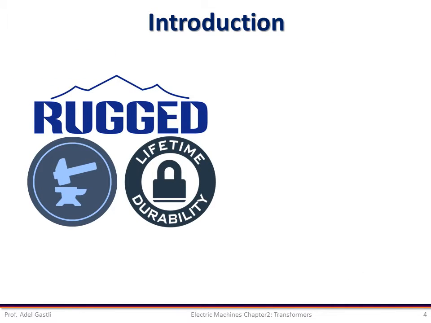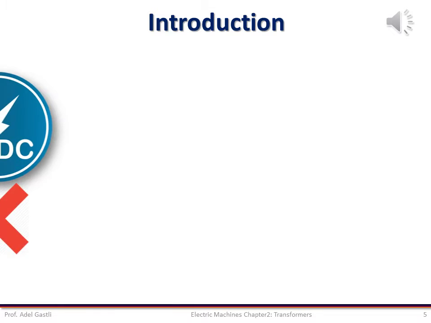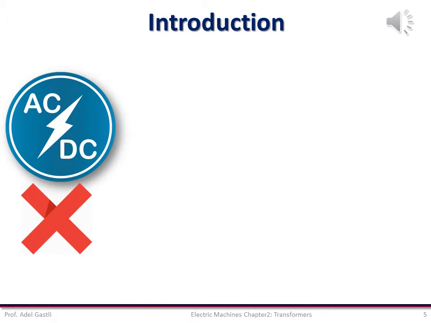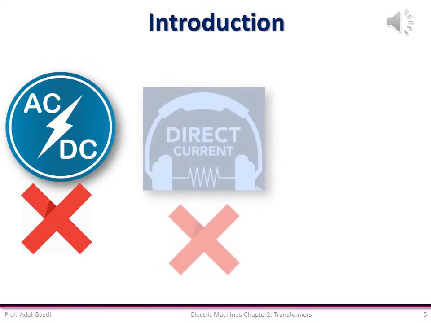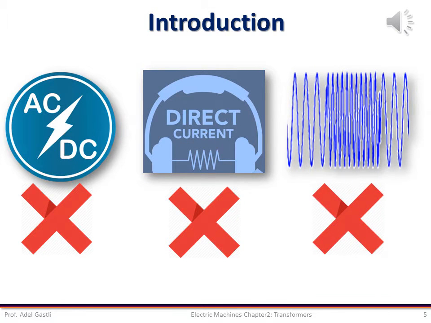Transformers are rugged and durable in construction. They also have high efficiency, as high as 99%. Transformers alone cannot do the following. They cannot convert direct current to alternating current or vice versa. They cannot change the voltage or current of DC power. And as we have seen previously, they cannot change the frequency of the AC power. However, transformers are components of the systems that can perform all these functions.